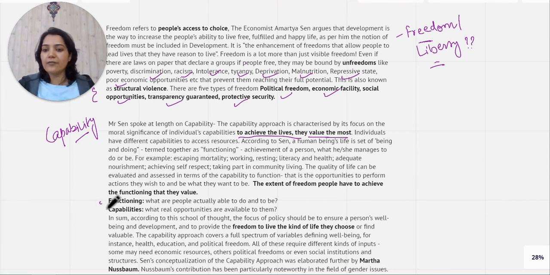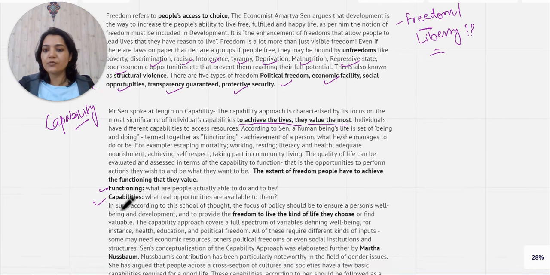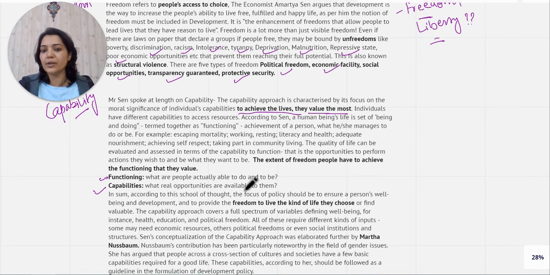Here I have written down in brief the two things. Functioning: what are people actually able to do and to be? That is called functioning. Capability: what real opportunities are available to them?